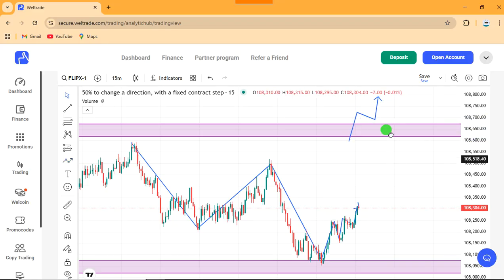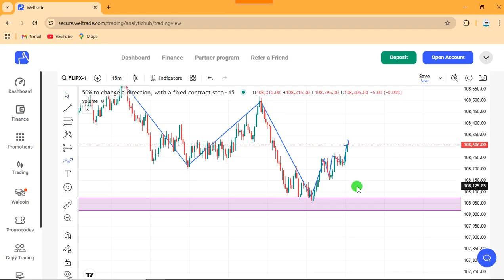If it breaks above this, then I will definitely be going long on that. But if it breaks below this, then I'll be going short on this. Remember, this is just the beginning of the market. A lot can happen, so just keep fingers crossed and see what really happens as the day goes by.